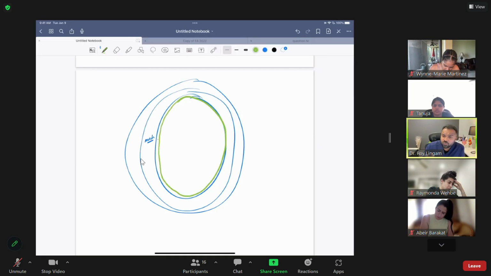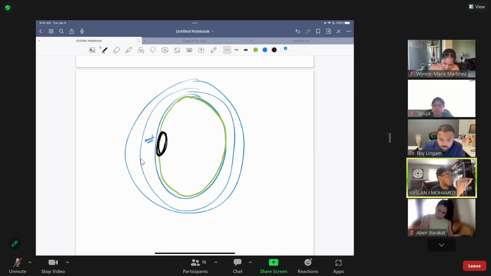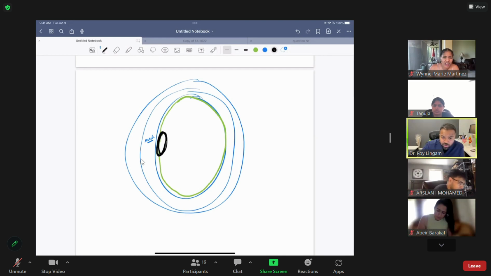Now, when fertilization happens, the placenta is literally attached to the endometrium. Is everybody clear, folks? They are literally attached. Could you label the layers? Endometrium, myometrium, perimetrium. Endo, myo, peri. Endo inside, myo in the middle, perimetrium outside, folks.